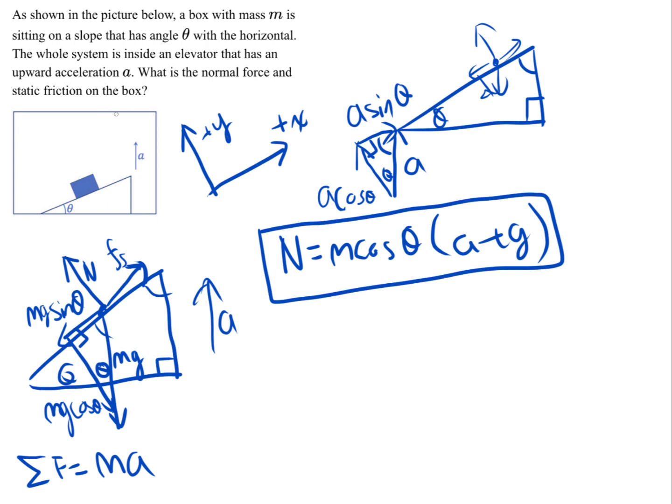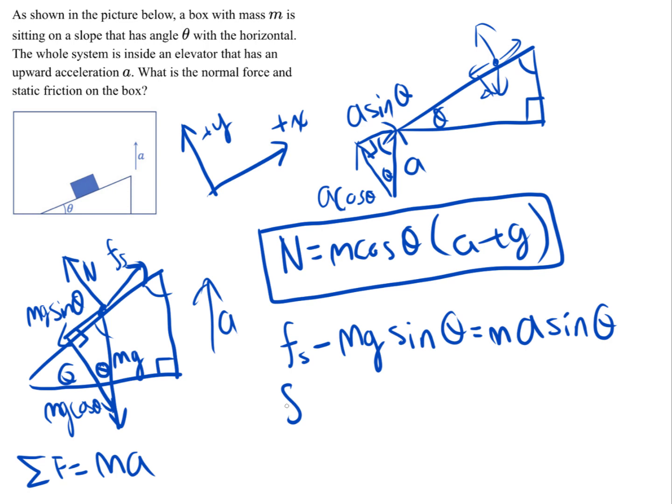Now it also asks us for the force of static friction on the box. So we can use the same approach in the x direction, parallel to the surface of the incline. The force of static friction, which is in the positive x direction, minus the force of gravity in the x direction, mg sine theta, is equal to the mass times the acceleration in the x direction. So this is ma sine theta.